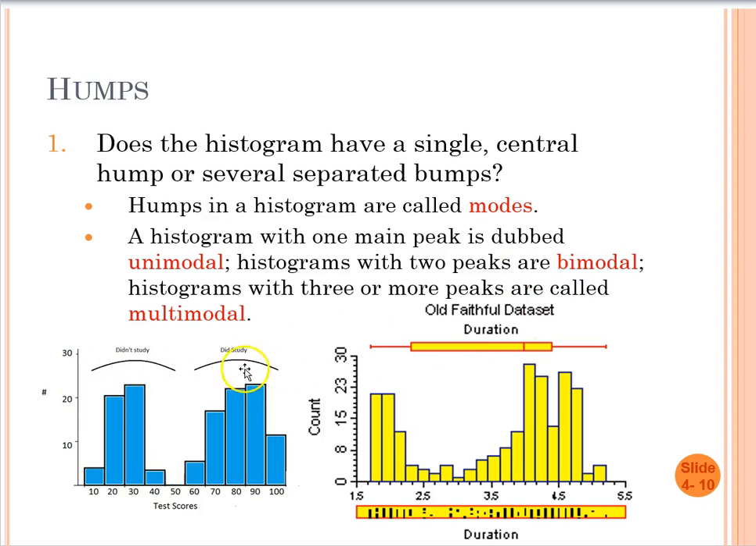Here we have an example of a bimodal distribution of students' test scores. Those who tend to study clump together, and those who don't study tend to clump together down lower. We can also have multimodal distributions, so this could be argued whether it's bimodal or multimodal because there seem to be two humps here. This is the frequency of Old Faithful eruptions in Yellowstone, and you can see there's a bunch of small eruptions that don't last very long, and then there's eruptions that last for about 4 minutes.